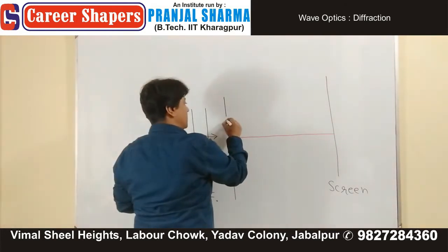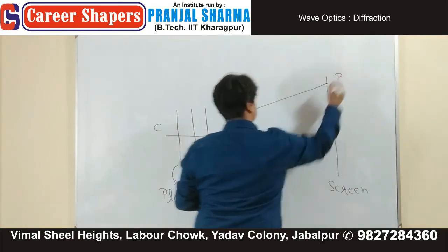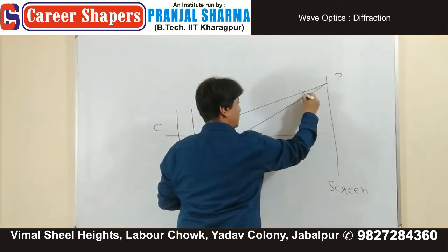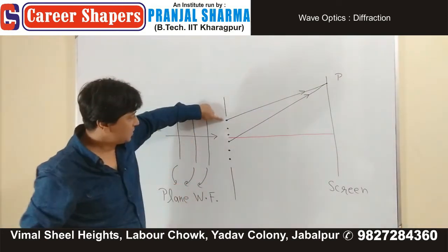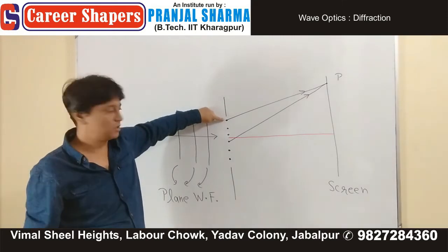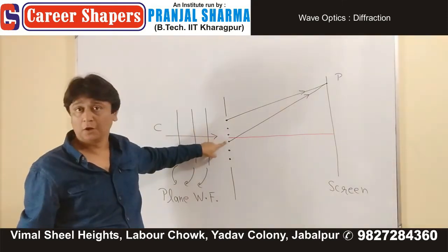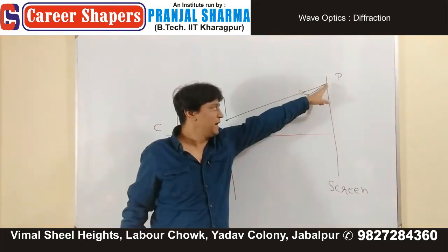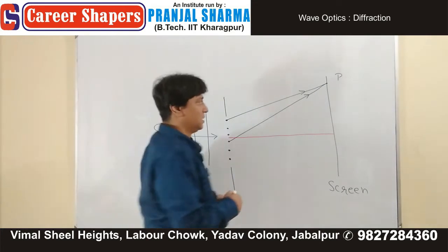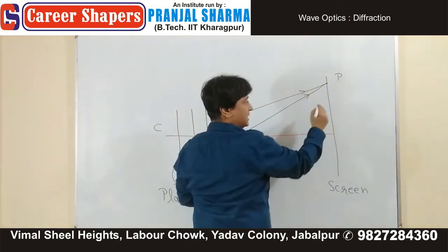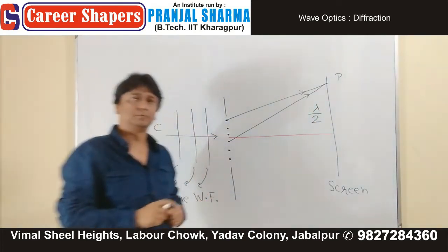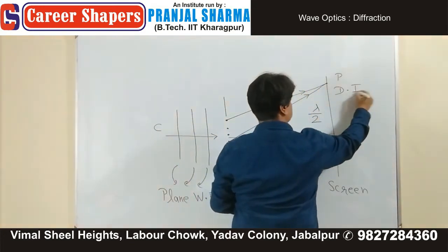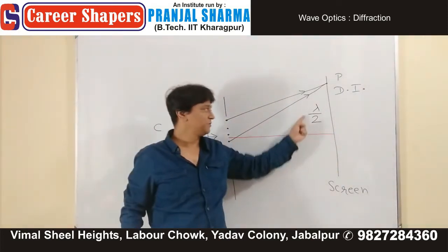If at a given point P, waves coming from the first secondary source of the upper region and the first secondary source of the lower region interfere such that the path difference between these two rays is lambda by 2, then at P destructive interference is going to take place. What is the path difference? Lambda by 2.